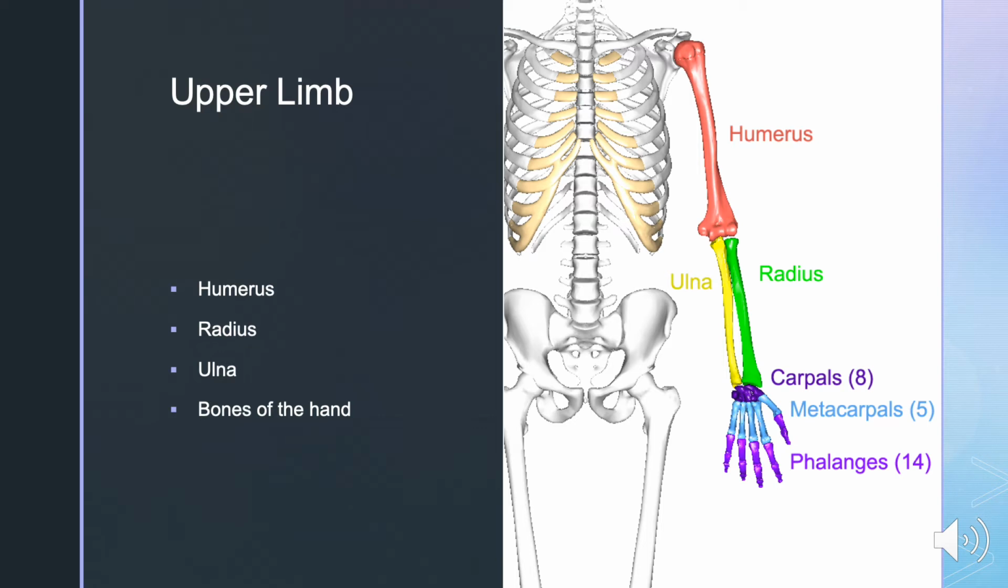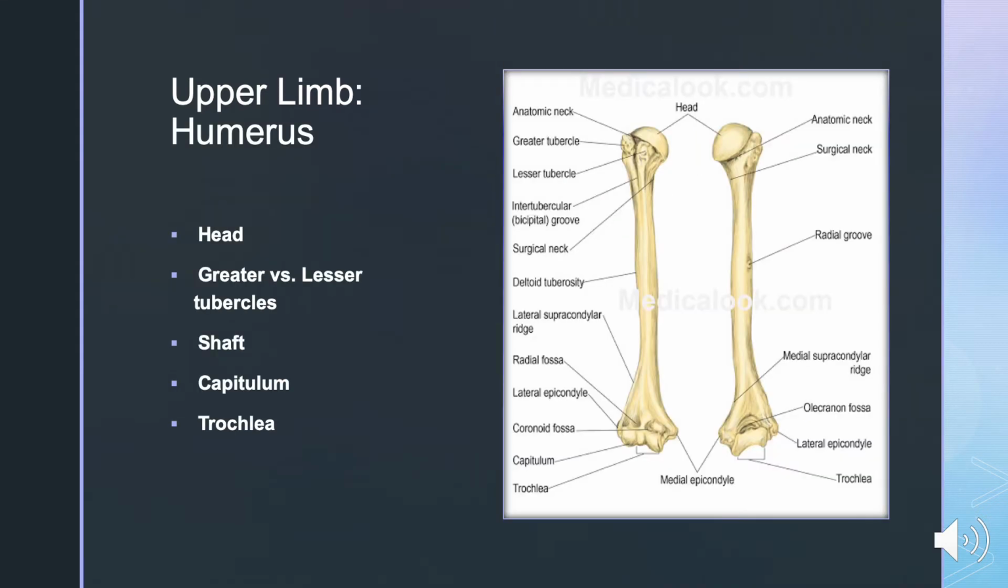Let's get into the upper limb now, and there's 4 main sections here: the humerus, radius, ulna, and bones of the hand. The humerus is the largest bone in the upper limb. You'll have to know many of the details of this bone, but for now I'm just going to go over a few important parts. This would include the head, which articulates with the glenoid cavity of the scapula, the greater and lesser tubercles, which are near the head, and the best way to distinguish these is that the greater tubercle is higher than the lesser tubercle. Then you have the capitulum, which is the articulation with the radius, and the trochlea, which is the articulation with the ulna.